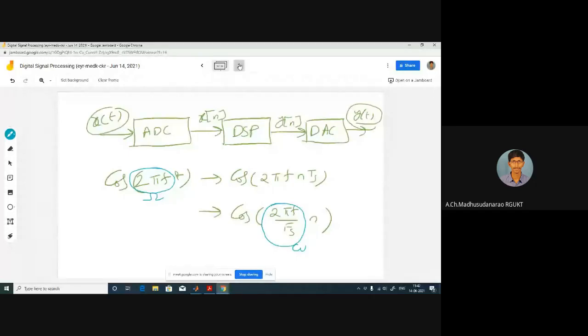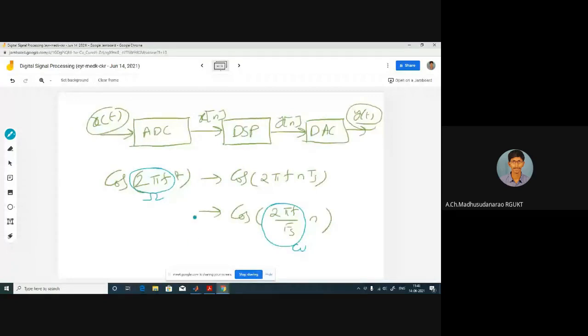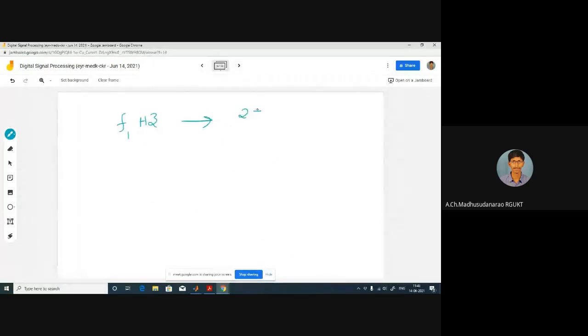Then what is the equivalent frequency for F1 Hz? This is my analog frequency. Then what is the concerned digital frequency? Based on this, you can analyze and answer. It's 2 pi f by fs, right? This is 2 pi f by fs. This is my digital frequency. This corresponds to 2 pi f by fs, where fs corresponds to the sampling rate, number of samples per second.